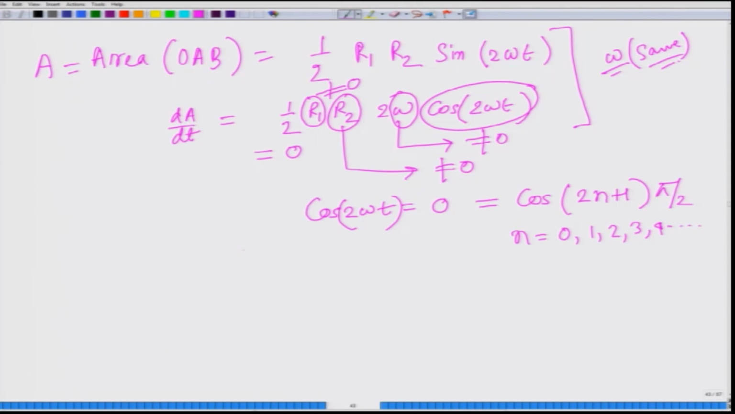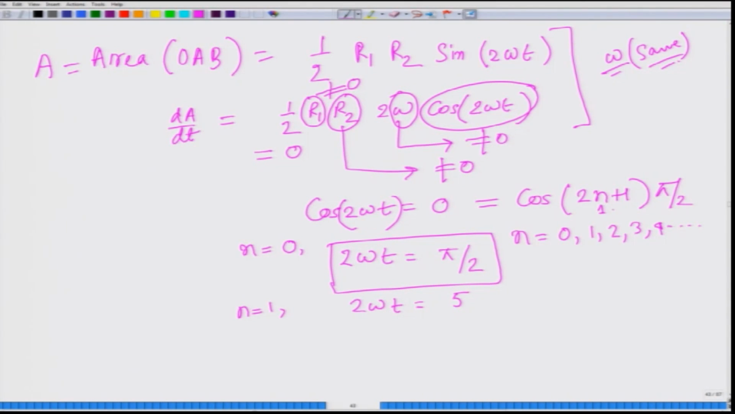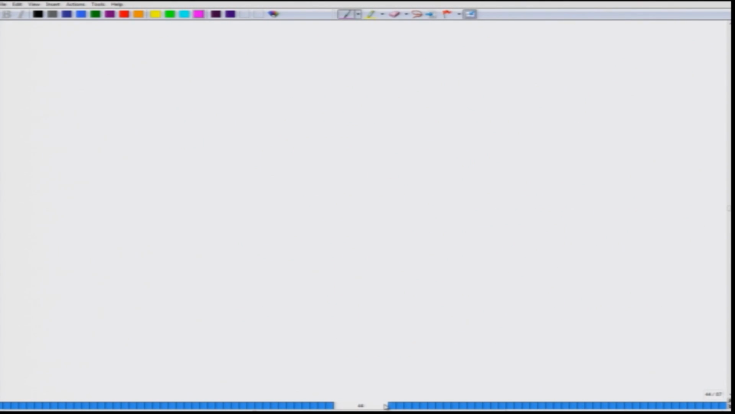Now for n equal to 0, I get 2 omega t is pi by 2. For n equal to 1, I get 3 pi by 2, and so on. So let us take this value pi by 2. My 2 omega t is pi by 2, and I call the time at which this happens t1.